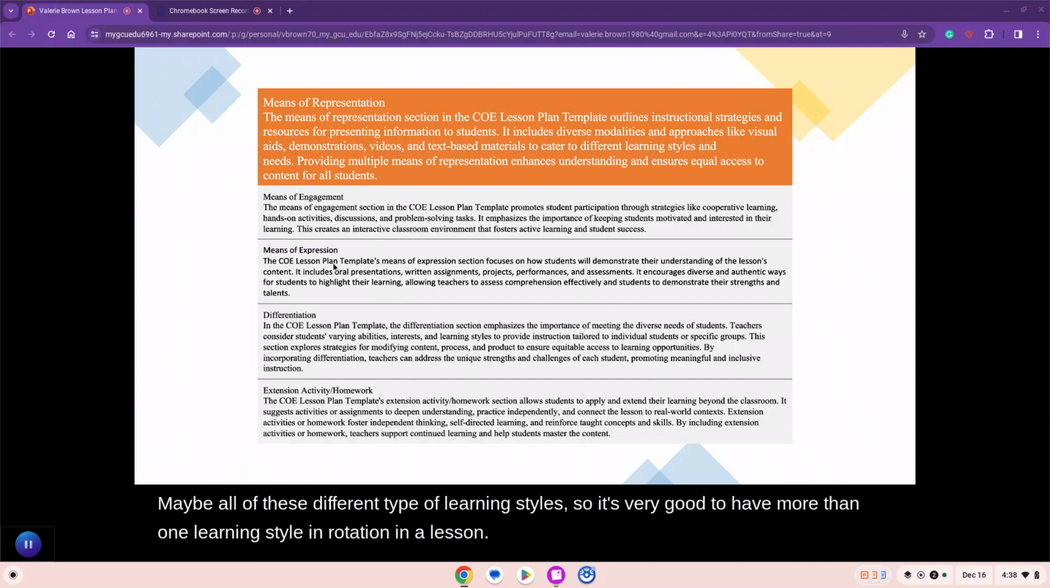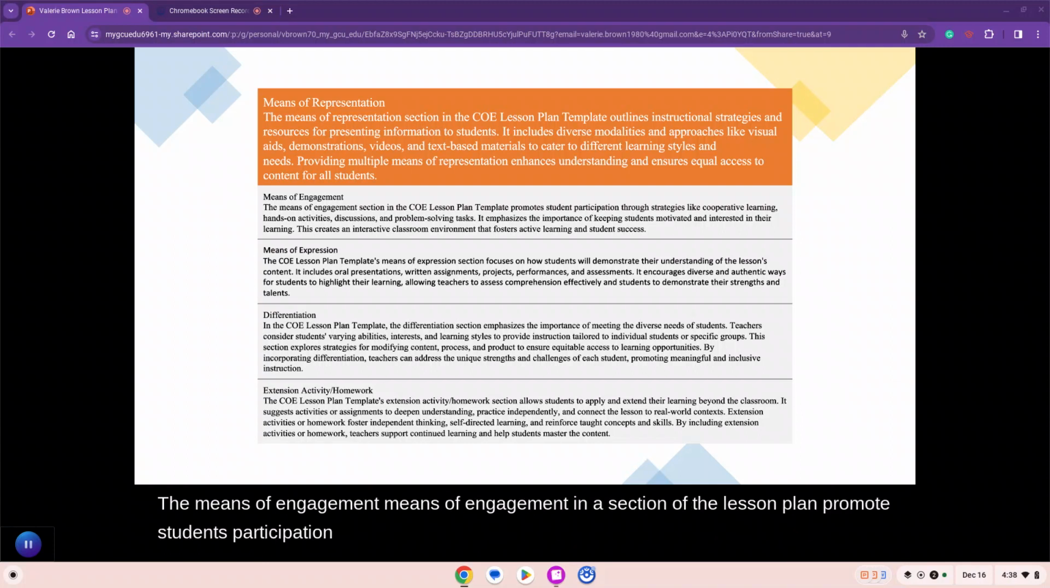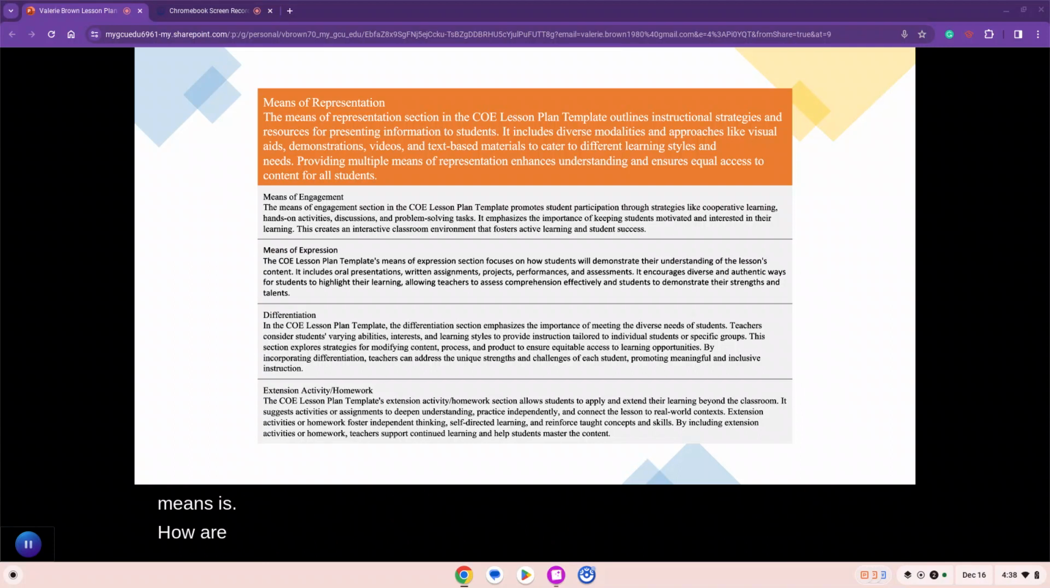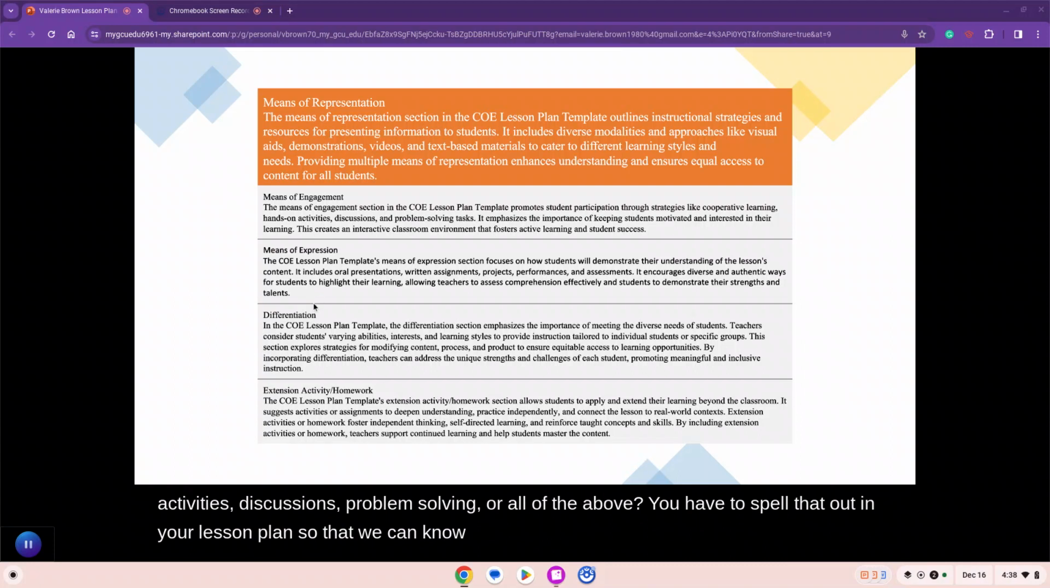The means of engagement. The means of engagement section of the lesson plan promotes students' participation through strategies like cooperative learning. What this means is, how are you going to have the students get engaged? Are they going to have hands-on activities, discussions, problem solving, or all of the above? You have to spell that out in your lesson plan so that we can know exactly how to facilitate it.